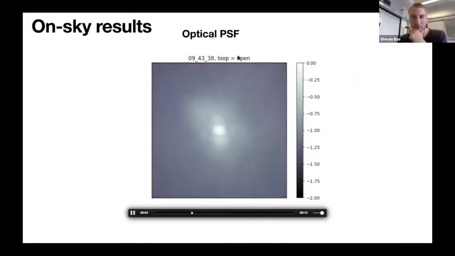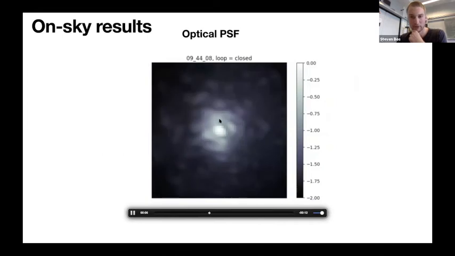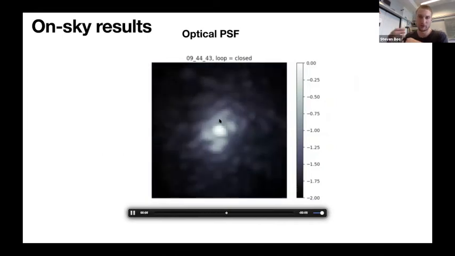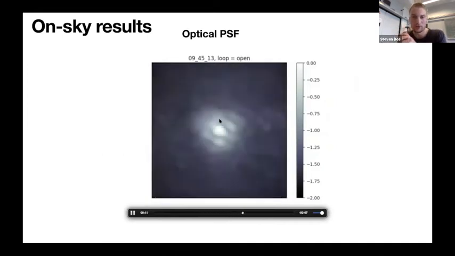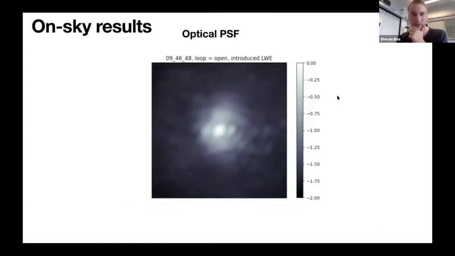Here the Fast and Furious loop is open. Here we close it. So this shows that when we close the Fast and Furious loop, we do not only provide a better correction for the near infrared, but we also improve the PSF in the optical. So we basically serve the entire instrument.